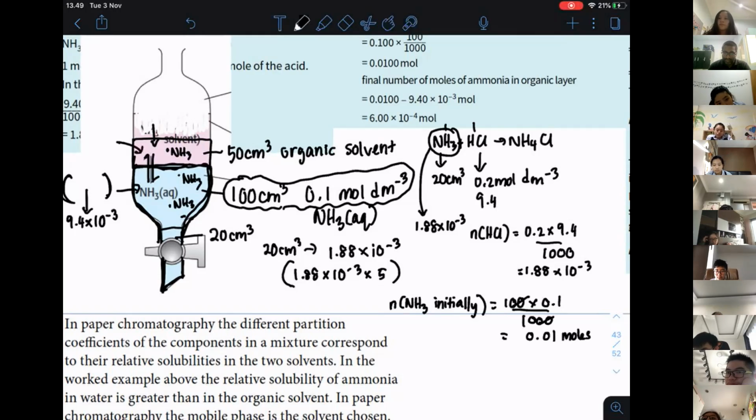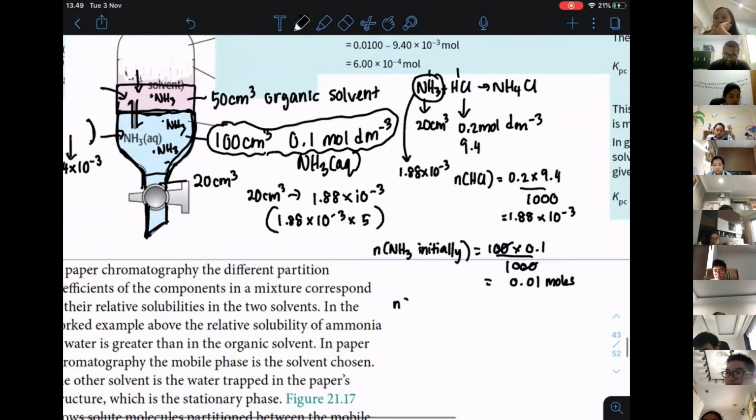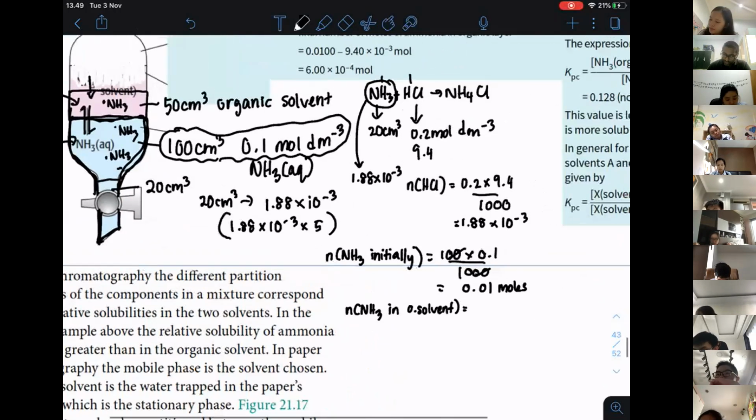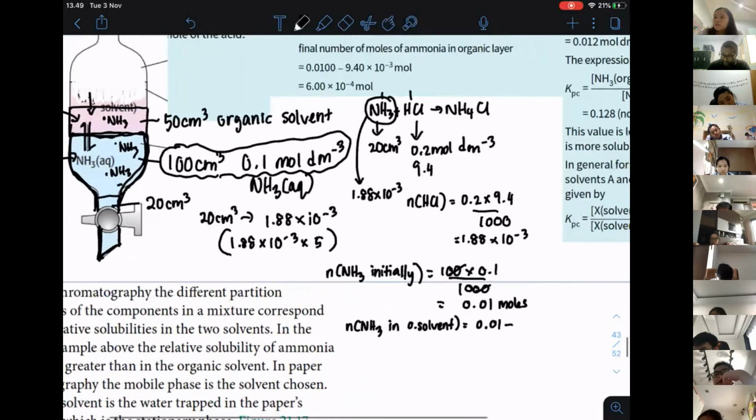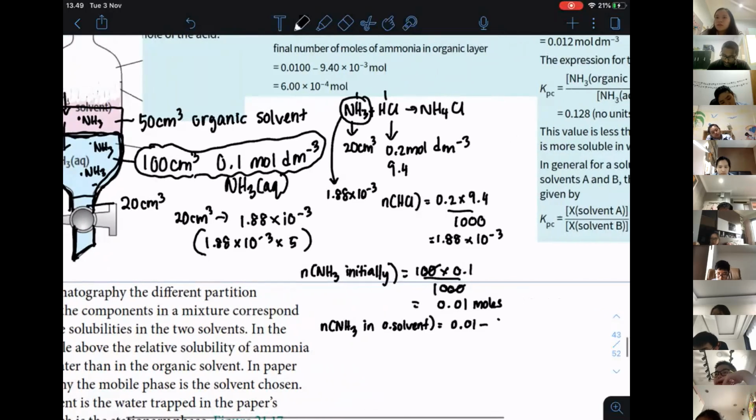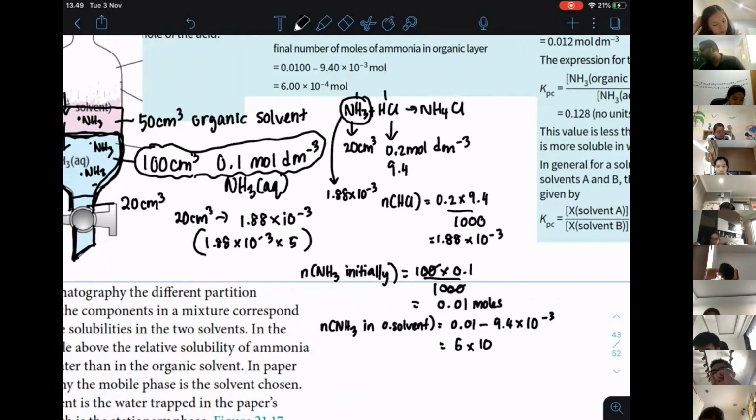So you can calculate the number of moles of ammonia in the organic solvent, which equals 0.01 minus 9.4 times 10 negative 3. After you minus, you will get 6 times 10 negative 4.